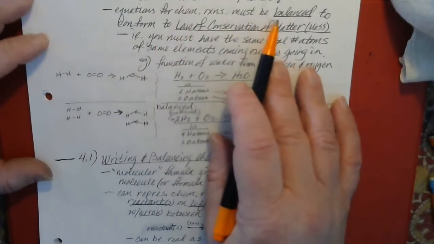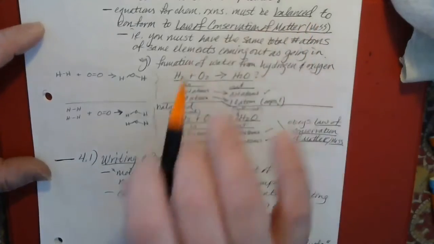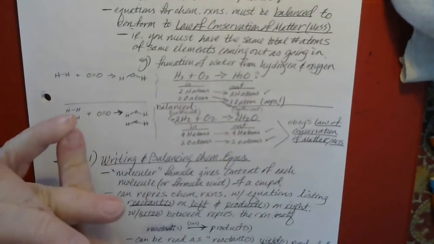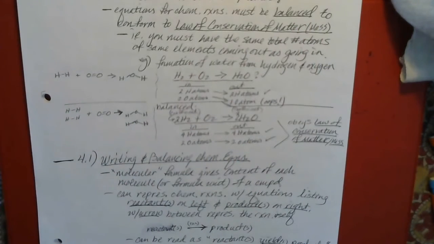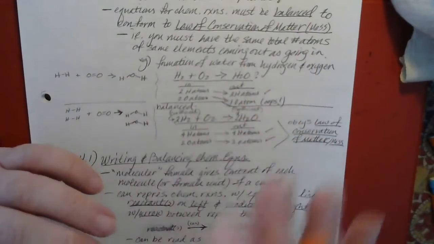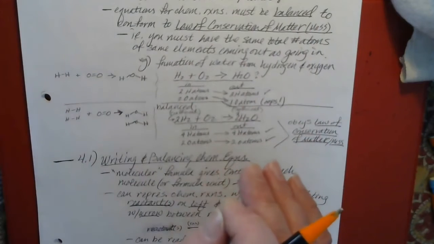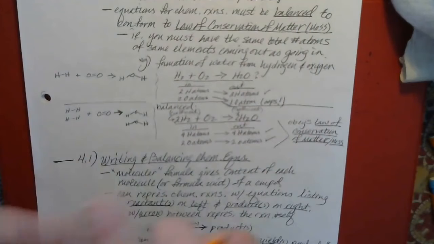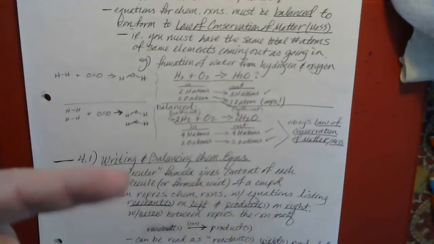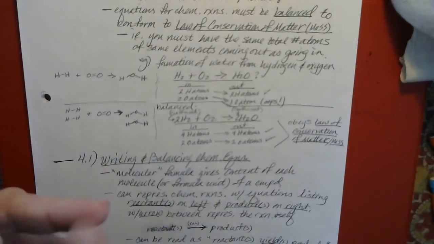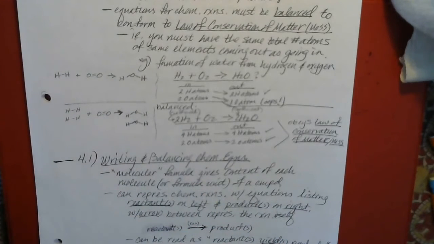Anyway, the equations for the chemical reactions have to be balanced in order to conform to the law of conservation of matter, or conservation of mass, whichever one you want to call it. It's essentially the same thing. That means, in effect, that you need to make sure that you have the same number of atoms of the same elements coming out as you had going in. And that's because the law of conservation of matter says that you can't create atoms out of nowhere. Atoms can't just disappear into thin air, and you can't change one element into another through a chemical reaction.